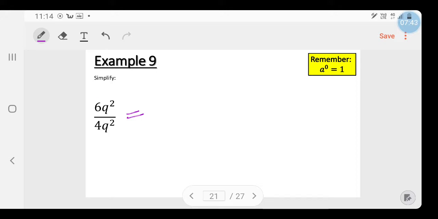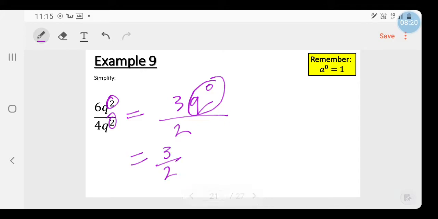6 over 4. The highest common factor of 6 and 4 is 2. So 6 divided by 2 is 3. 4 divided by 2 is 2. And we put down 1q just on the top with this power minus this power. That's the second index rule. 2 minus 2 is 0. So there we go, which equals 3 lots of something which is 1. So 3 lots of 1, in other words, just 3. And the 2 on the bottom.